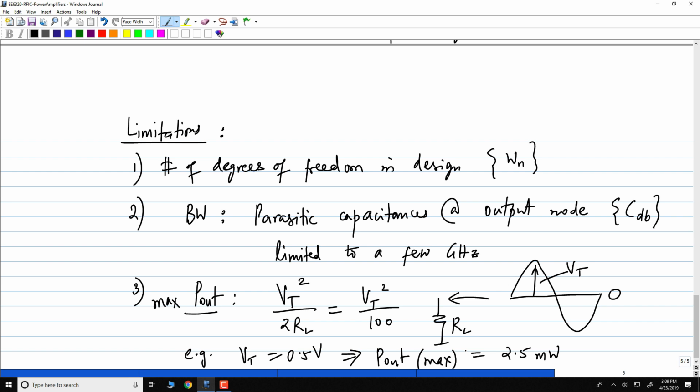VDD by 2. Why? What is VDD? The maximum amplitude is VDD by 2, correct? So the saturated power, I'll call it Psat. All of you know what Psat is? Saturated power. You may know this, but I'll define it anyways again, just to be sure.